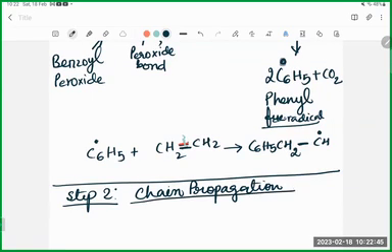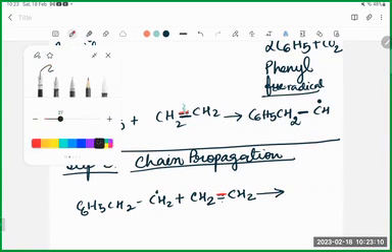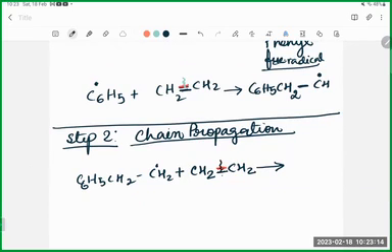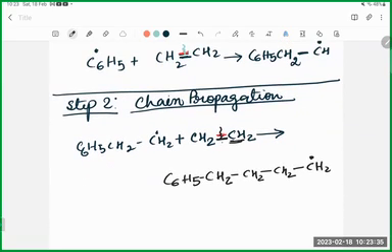What happens in chain propagation? We take this compound, C6H5CH2-CH2, and again treat it with repeated addition, as I have taught you. Again the molecule will be taken, and this bond will be cleaved, and here it is a cleavage. This bond remains the same there itself. So the product forms over here as C6H5-CH2-CH2-CH2, right? And the last one is the free radical. Got it? So you are able to see how the long chain is getting propagated, correct?